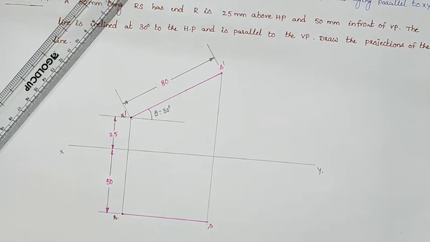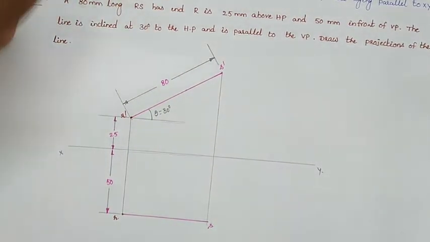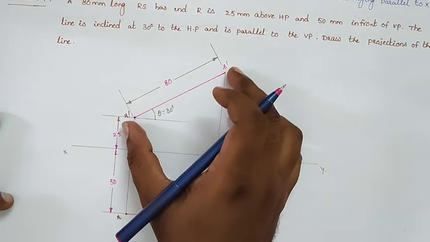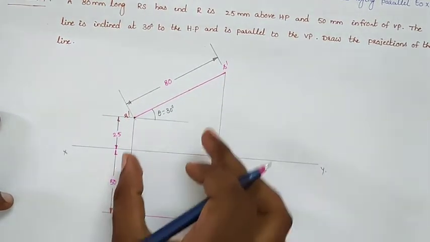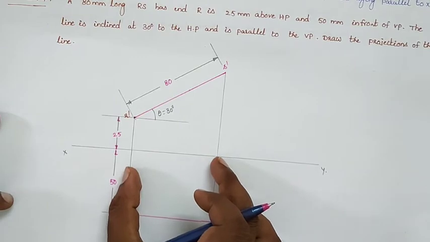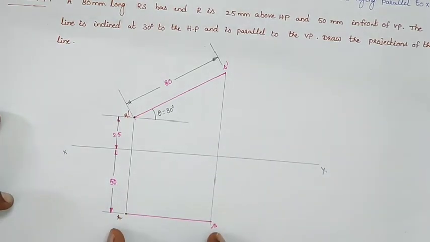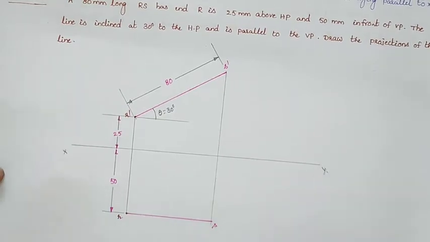So this is the line inclined to HP and parallel to the VP. In this condition, the front view shows the true length, which is inclined with respect to the reference line, and the top view is a straight line which is parallel to XY but has a reduced length.